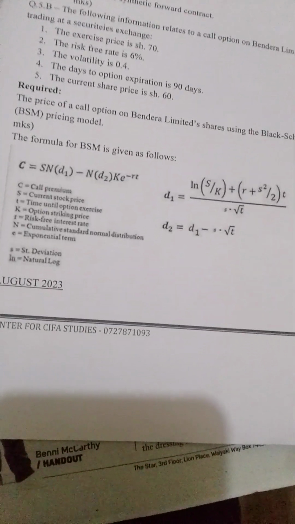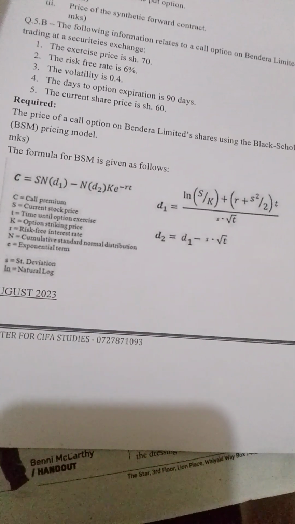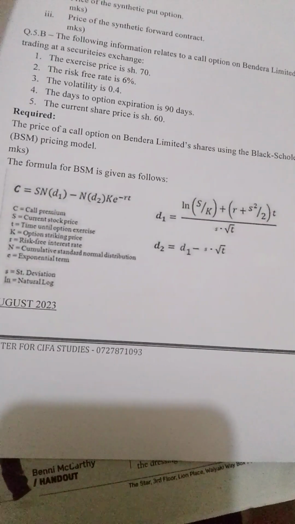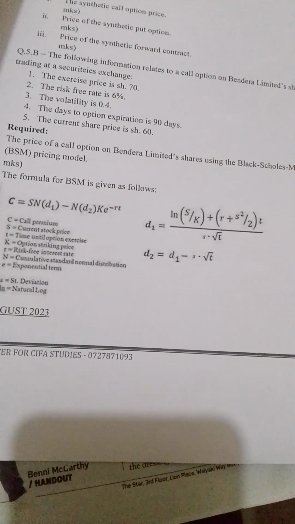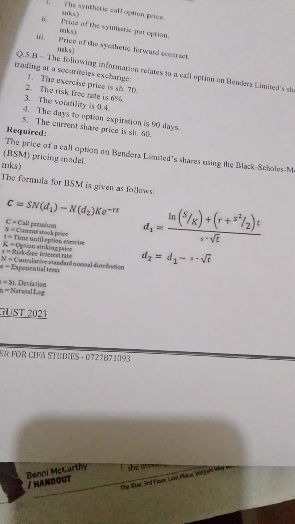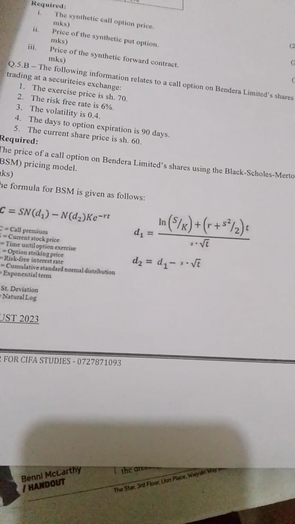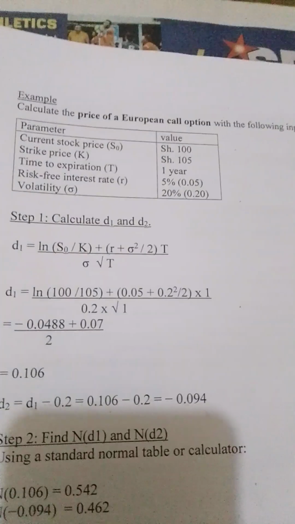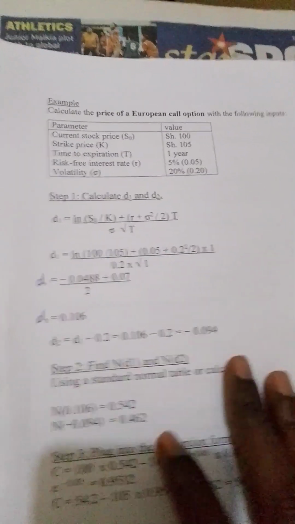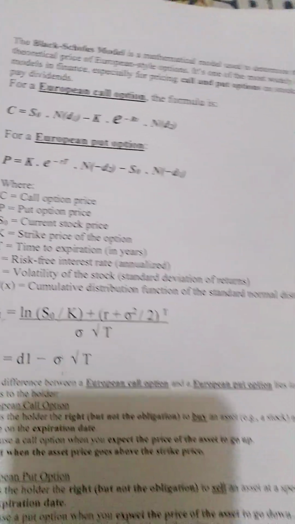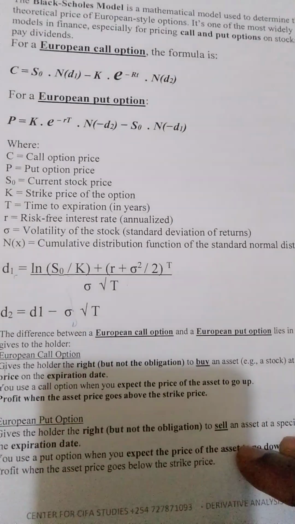You can see the formula for BSM is given as follows. You can see there how they have given D1 and D2, just as we have done before. So I think you can attempt those two questions which I've given you there. You can see the solutions there. You can try to see whether the answers are in agreement with what you know and what you have learned today.